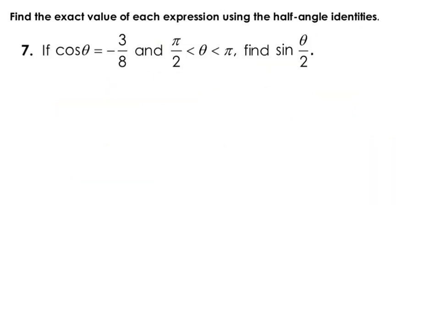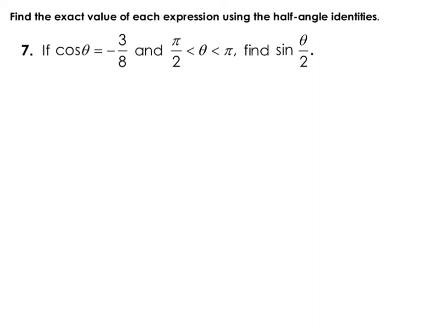So number 7 is the last one for this video, and it's similar to our other problems in that we're still going to be using those half-angle formulas, but it is a little bit different because now we're not necessarily working on the unit circle anymore. We're actually given the cosine value, and we have to work with it from there.